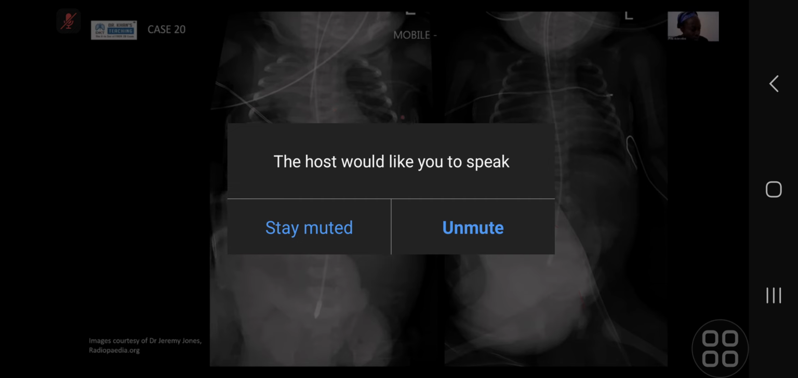But then the next clue for something not quite right going on is this NG tube. So normally you'd see your NG tube coming down the midline, bisecting the carina, which it does here, so it follows the course of the esophagus, it bisects the diaphragm, and then it normally comes to the left upper quadrant.